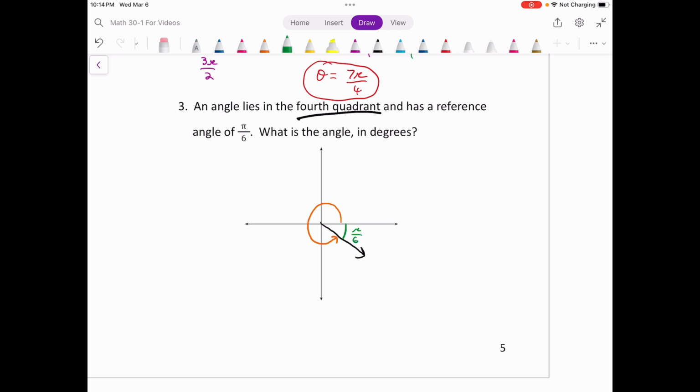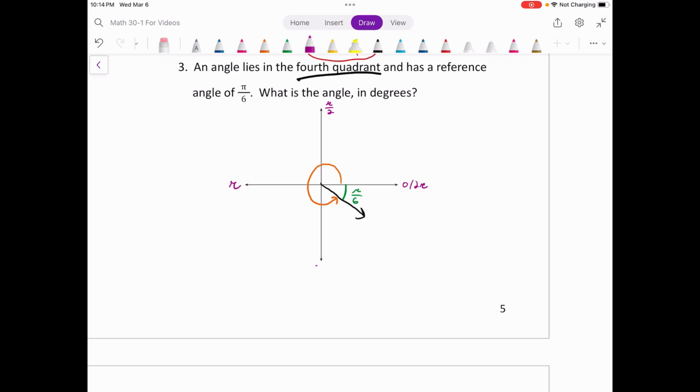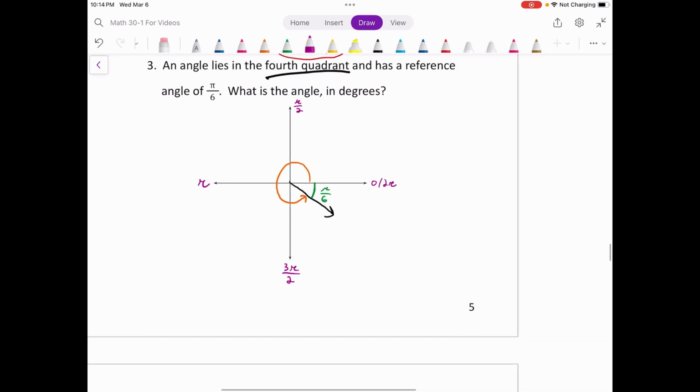Well, let's think about this now, right? We've got 0 or 2 pi. Then we've got pi over 2, right? This is pi, so halfway to pi would be pi over 2. And then halfway to 2 pi would be 1.5 pi, right? 3 halves pi, okay? So how do we figure out what this angle is if this part here, the reference angle, is pi over 6?